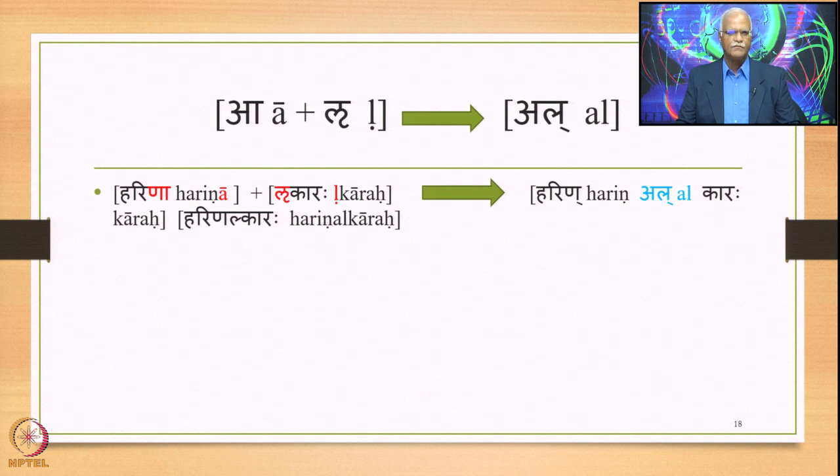And finally we have a plus lu, and the output generated is al after the application of 6187. So we have harina plus lukaraha, where we have a followed by lu. These two padas are in the samhita mode, and so therefore 6187 applies, and in place of both this a and this lu comes a substitute which is al. So we have harin al karaha. When we join these together we get harinal karaha.